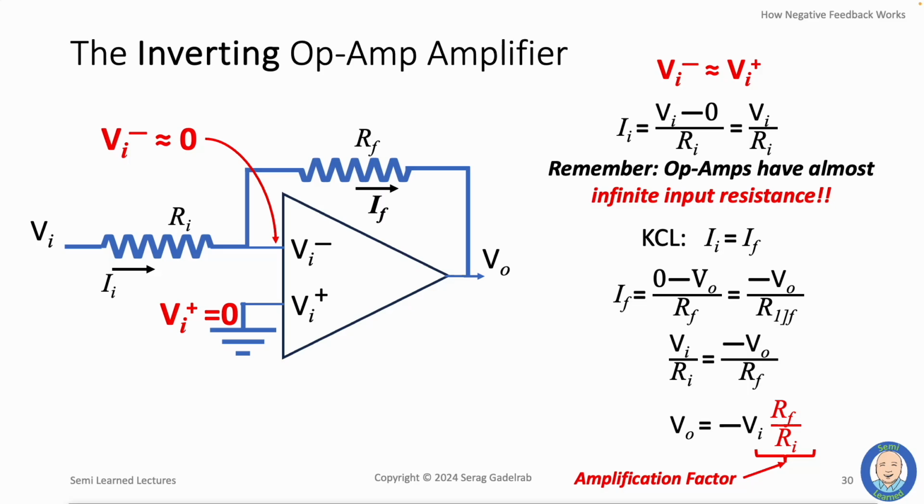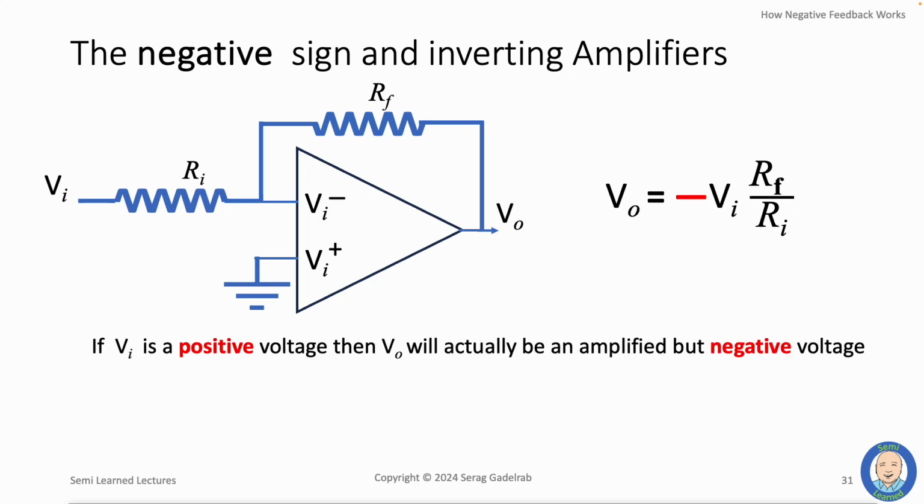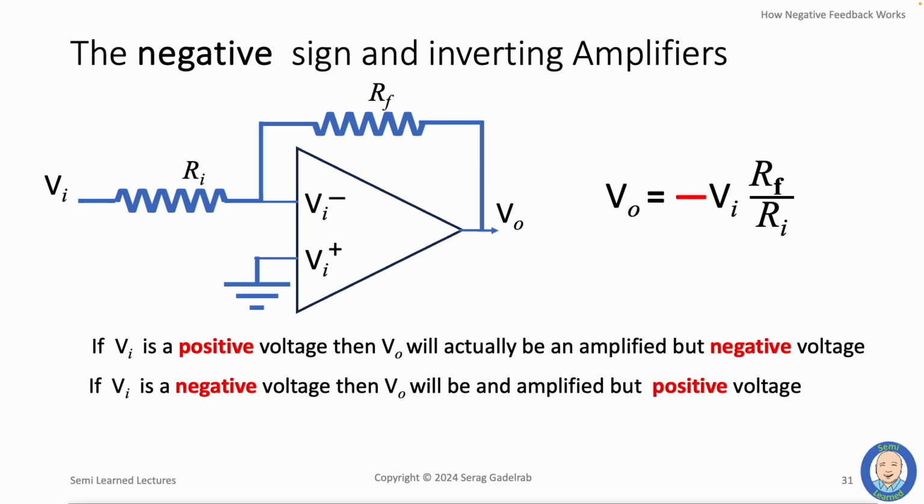But what is that negative sign in the equation? What does it mean? The negative sign in the amplification equation for this amplifier is what gives it its name, inverting. The negative sign tells us that if the input voltage was a positive voltage, then the output voltage is going to be a negative voltage. It will be amplified, but negative. Alternatively, if the input voltage was a negative voltage, then the output voltage will be positive. And all of this kind of makes sense.